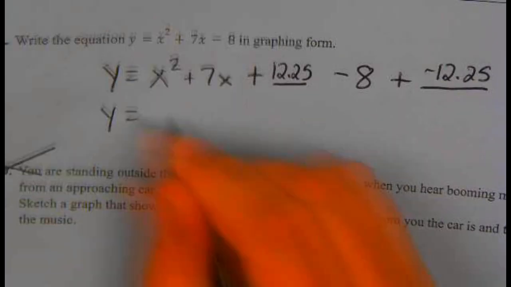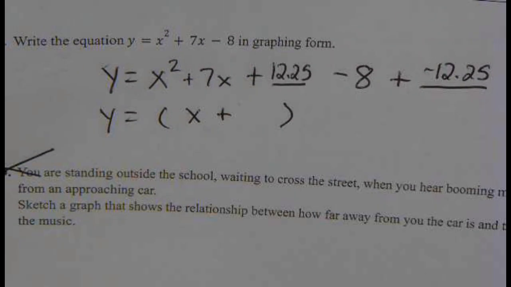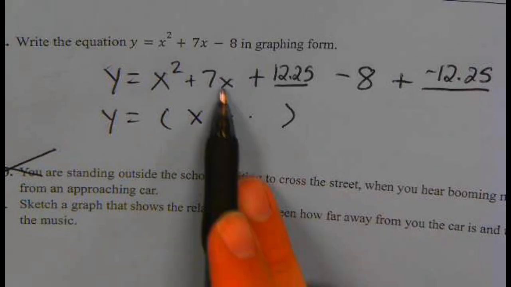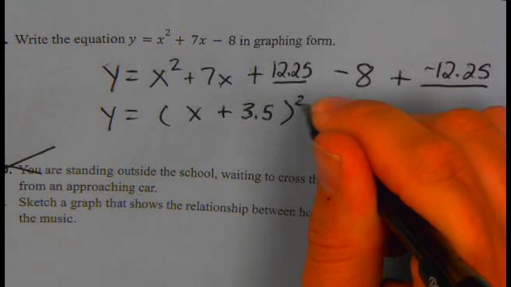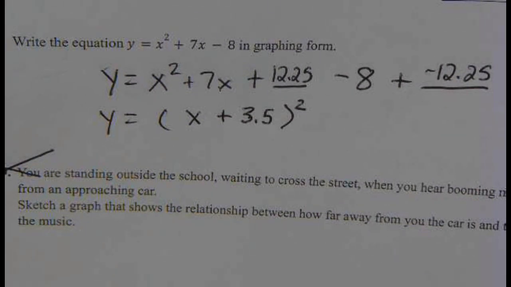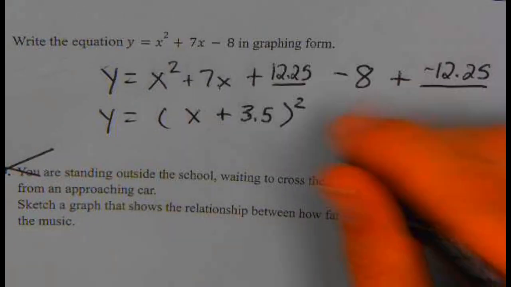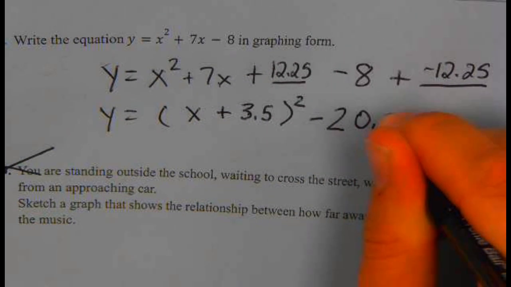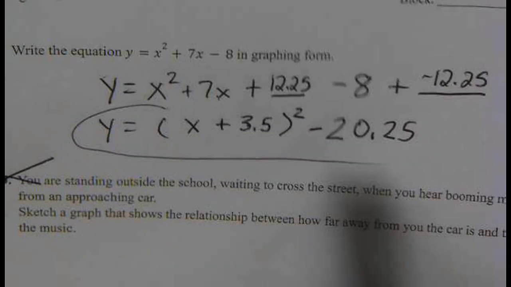And now I can write this in factored form. What always goes here? The half. Yep, the half of 7. So that'd be 3.5. Don't forget, sometimes I see people forget to put the little squared there. Okay, that squared goes there. And then you combine the negative 8 with the negative 12.25, and you get negative 20.25. And that's all it asked us to do, write it in graphing form.